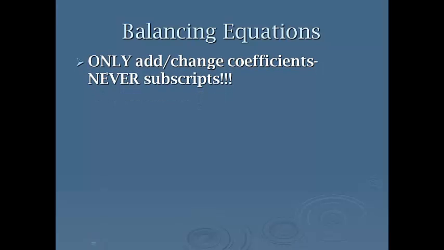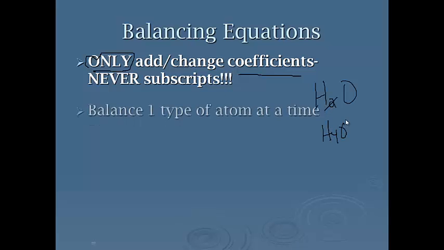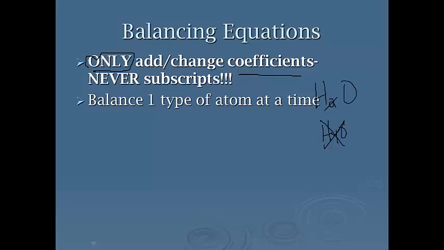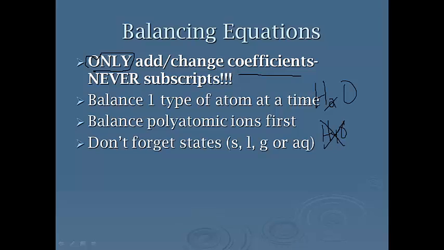Alright, so let's do some balancing. When we balance, you can only change the coefficients. You cannot change the subscripts. You cannot take water and make it H4O in order to balance the reaction. That's not going to work. Typically, I would say balance one type of atom at a time. Try to balance the polyatomics first.